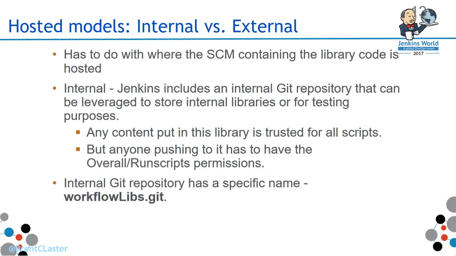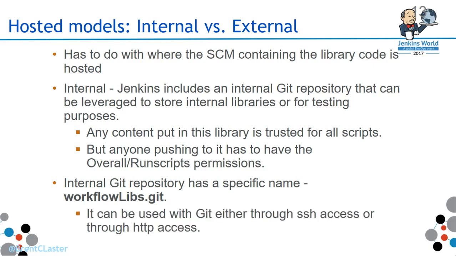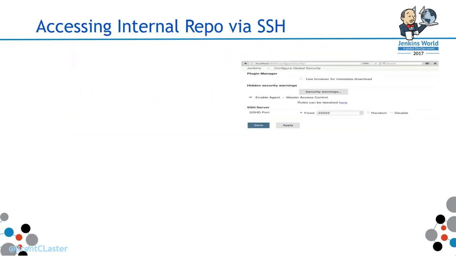Internally, the repository has a specific name called workflowlives.git, and it can be used with Git either through SSH access or HTTP access, meaning you can clone it down and work with it through either one of those protocols. Very quickly, if you want to access this internal library via the SSH protocol, you need to do a couple of things just in the way of setup.